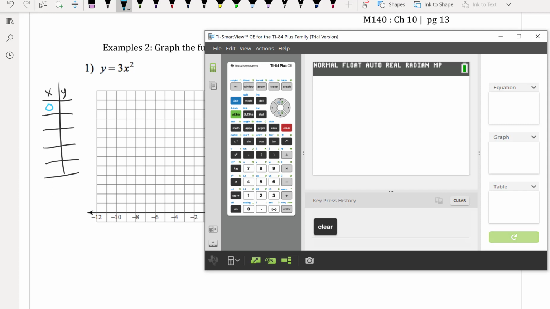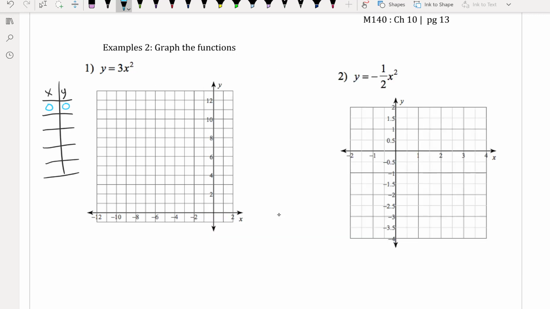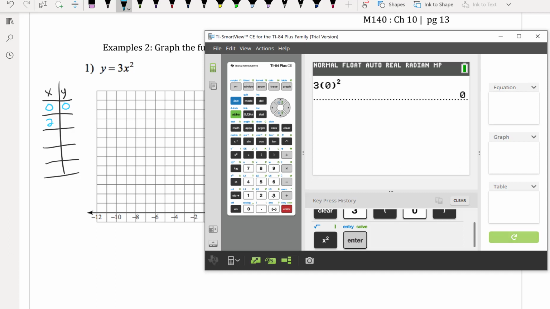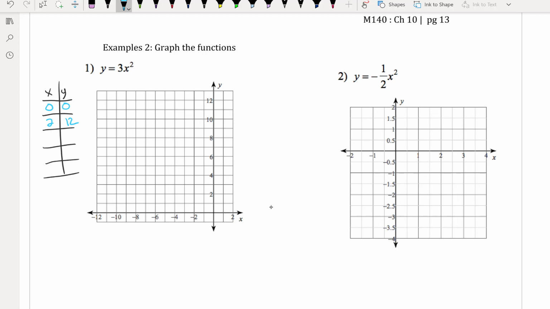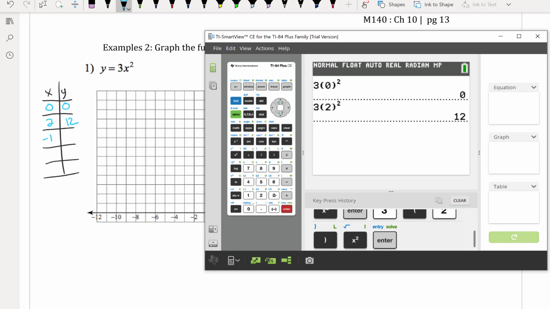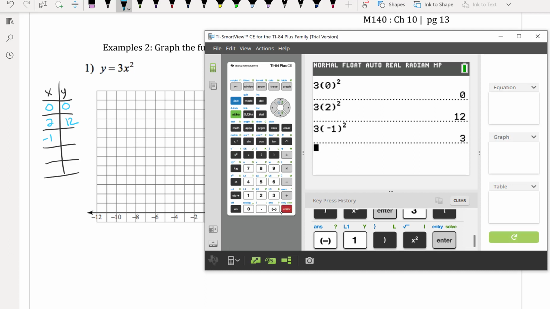So I have 3 times my 0 squared. And when I do that, my y value is going to be 0. So 0, 0 is a good answer to have. Maybe I want to see what happens when I plug in a 2. So I'm going to have 3 times 2 squared. Now I'm going to get a positive 12. So that's very, very high. So let's see what happens when I plug in a negative 1. I'm going to have 3 times my negative 1 squared. And let's see what I get. I get a positive 3.